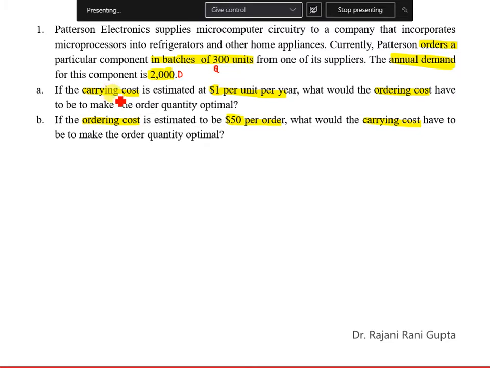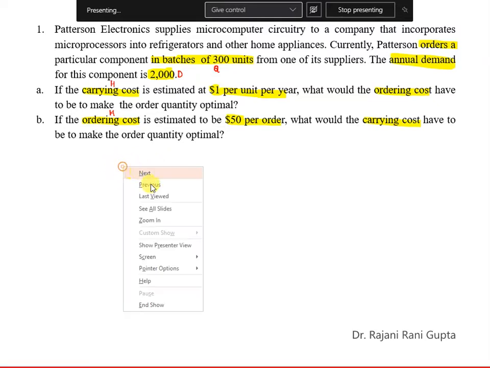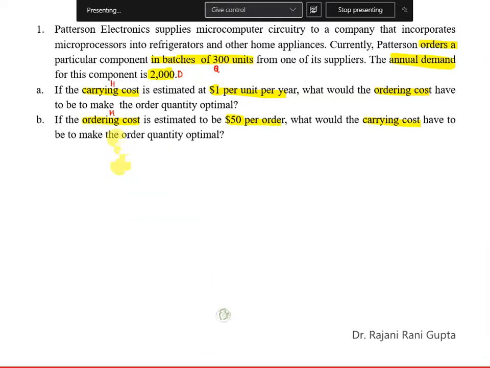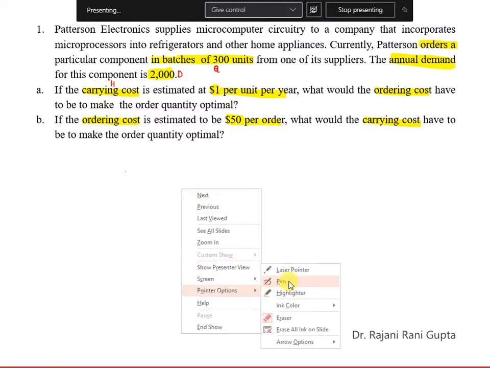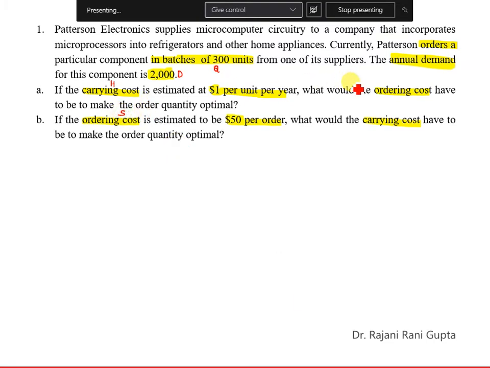Now the carrying cost. We are representing the carrying cost by the variable H, and ordering cost by S. So here it is ordering cost, here carrying cost. These are two different things. So what is given to us? Q, the order quantity, is 300. Annual demand is also given, which is 2000.